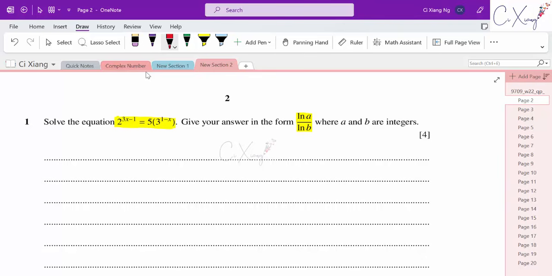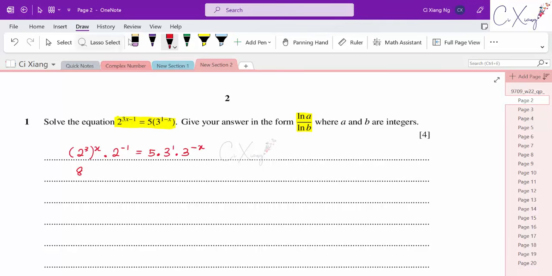For me, what I suggest is I will split all the power out. As an example, 2 power 3x, I can make it become 2 power 3, with the x outside, and then multiply with 2 power negative 1. I'm having 5, multiply with 3 power negative 1, multiply with 3 power negative x.